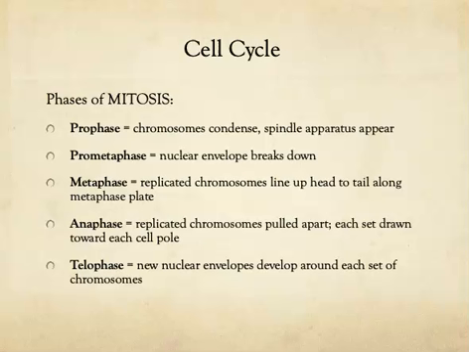The next stage is anaphase. During anaphase, these replicated chromosomes are going to get physically pulled apart. One set of chromosomes will be drawn toward one end of the cell or one pole of the cell, and the other set of chromosomes will be drawn towards the other pole of the cell. The last stage is called telophase. During telophase, a new nuclear envelope will be produced around each set of chromosomes at each end of the parent cell.